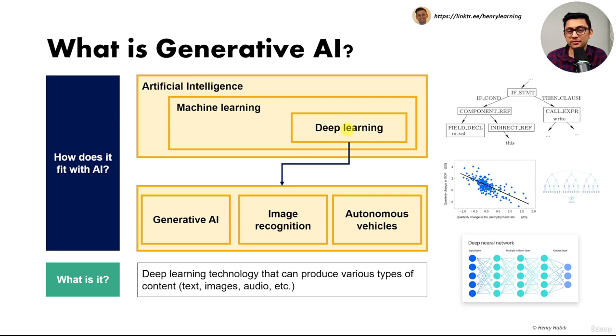Generative AI technology is simply deep learning models that produce various types of content. That content can be text, images, audio, and so on and so forth. Again, the big difference here is that it's technology not necessarily to predict an outcome, but to produce content.